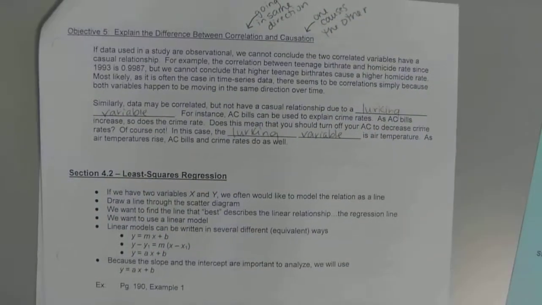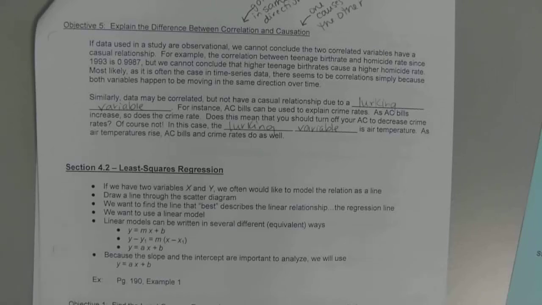All right, let's read the problem and see how this fills in. It says, similar data may be correlated but not have a causal relationship, meaning one causes the other, due to a lurking variable. For instance, AC bills can be used to explain crime rates. That does not make sense. My sister is actually a sergeant up in Sangamon County, and she says it's almost spot on. The second it starts getting nice outside, the calls are crazy. She's having to go see everyone because when it's bad outside, not even the criminals want to come outside, whether it's rainy or cold, right?